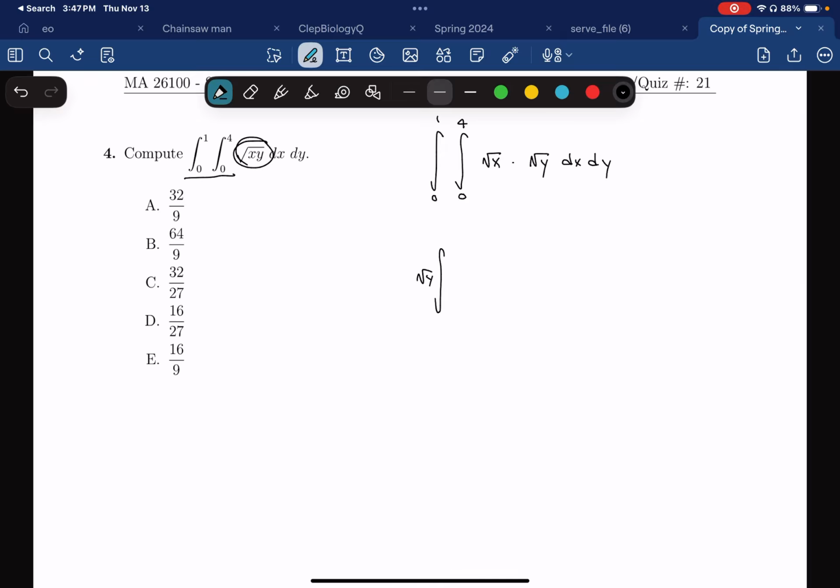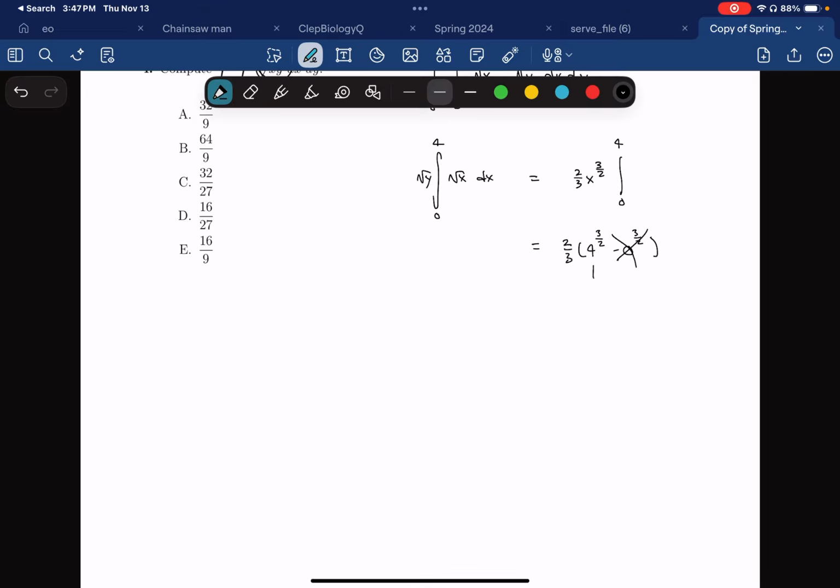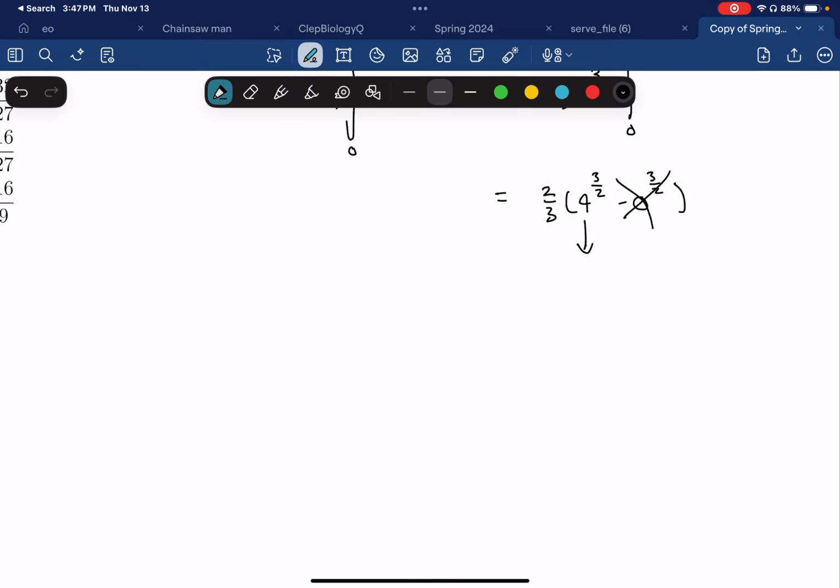Square root of y will come out, square root of x will stay in, 0 to 4, dx, we simply get x to the 3 over 2, times 2 over 3, from 0 to 4, which gets us 2 over 3 times 4 to the 3 over 2 minus 0 to the 3 over 2. Obviously, this doesn't matter. Y to the power of, whoopsie-daisy, I did not draw that exponent well. Y to the power of 3/2 is simply, in this case, 8. This would mean it equals 8, which just gets us 16 over 3.